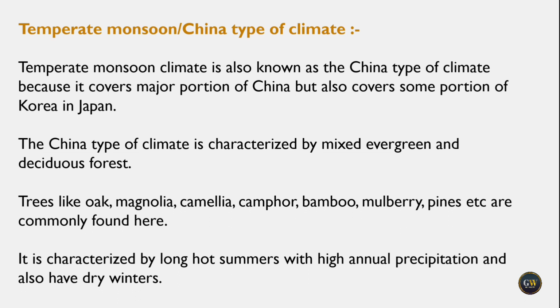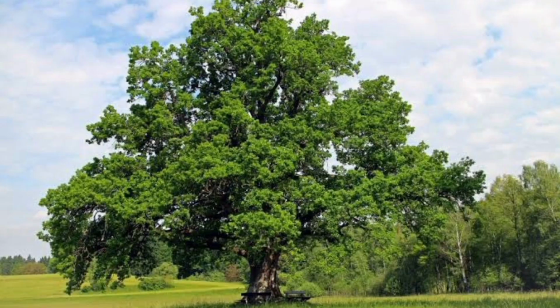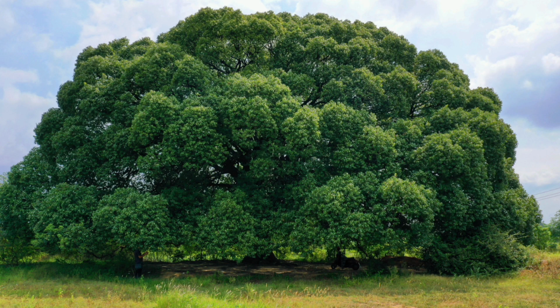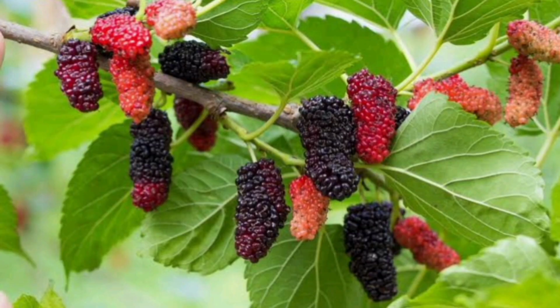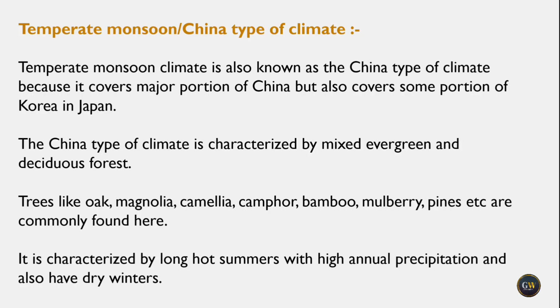The China type of climate is characterized by mixed evergreen and deciduous forest, right? So the forest found here is evergreen and deciduous forest. Trees like oak, magnolia, camellia, camphor, bamboo, mulberry, pines, etc. are commonly found here, and this is characterized by long hot summers with high annual precipitation and also dry winters, right? The winters are dry and the annual precipitation is high.